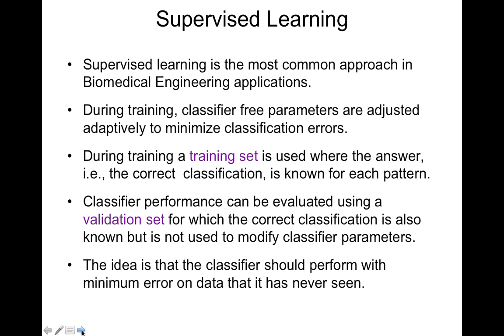Supervised learning is typically the most common approach in biomedical engineering applications. During training, the free parameters of the classifier are adjusted to minimize classification errors, and this can be an iterative process. You use a training set where the answer or the correct classification is known for each pattern. The classifier performance is evaluated then using a validation set for which you also know the correct classification, but it's not used to modify classifier parameters. And the idea is that this classifier should perform with minimum error on data it has never seen.